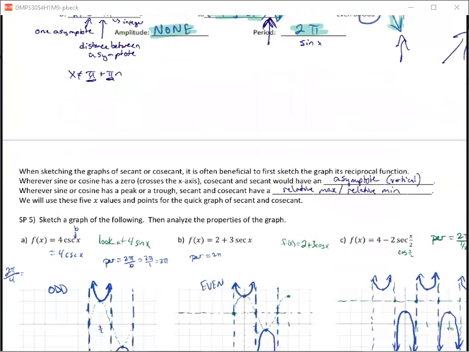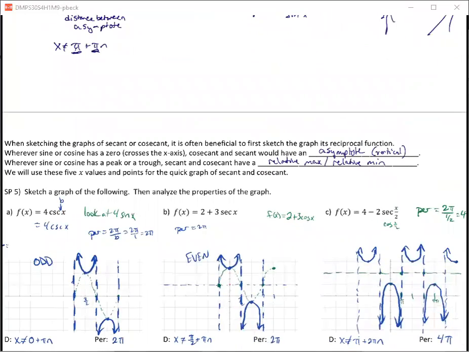So, as I said, the way that we're going to graph, we're going to establish the graph of sine or cosine, and then where sine has a 0, secant and cosecant are going to have asymptotes, or the vertical asymptotes.